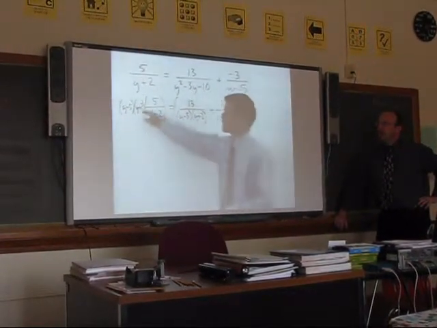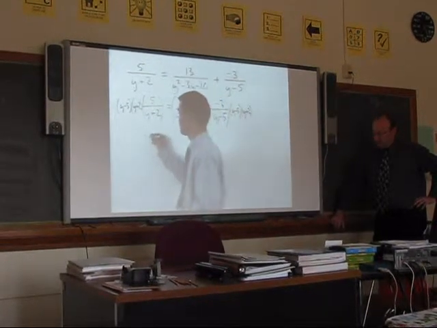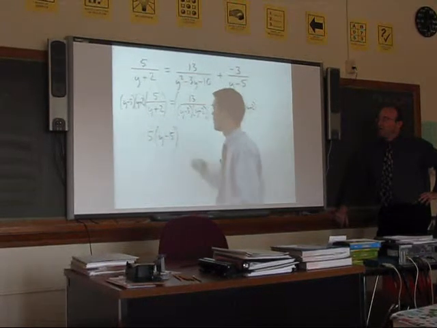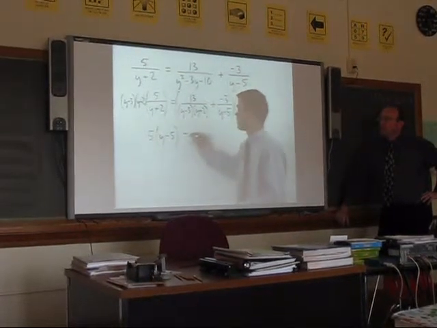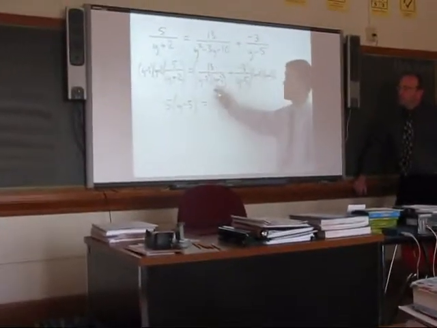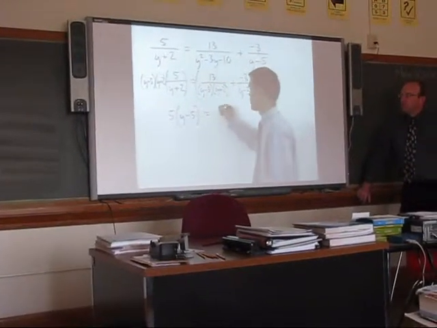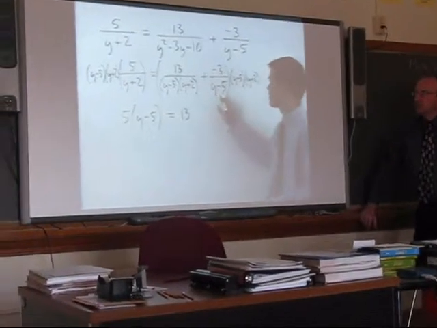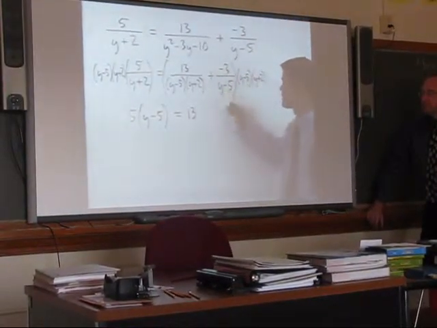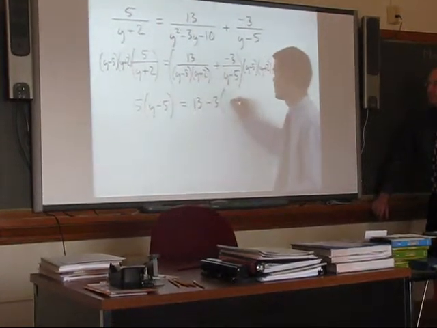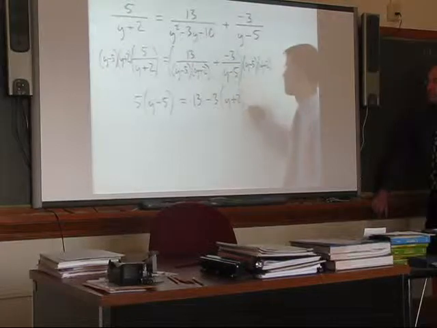On the left, the y plus 2's cancel, so we have 5 times parentheses y minus 5. On the right, in the first fraction, the denominator cancels out entirely, so we have 13. And in the second fraction, the y minus 5's cancel, so we have minus 3 times parentheses y plus 2.